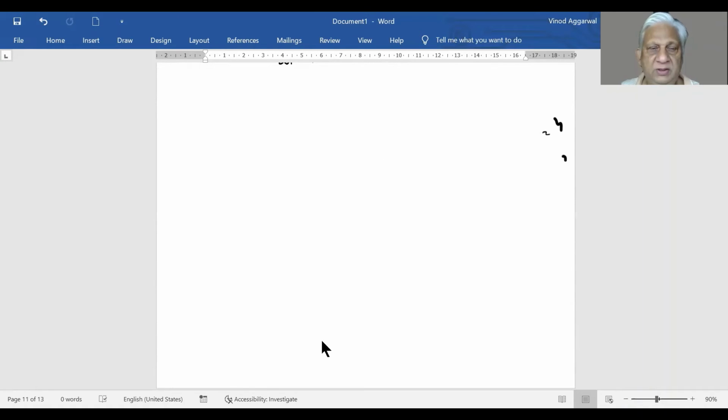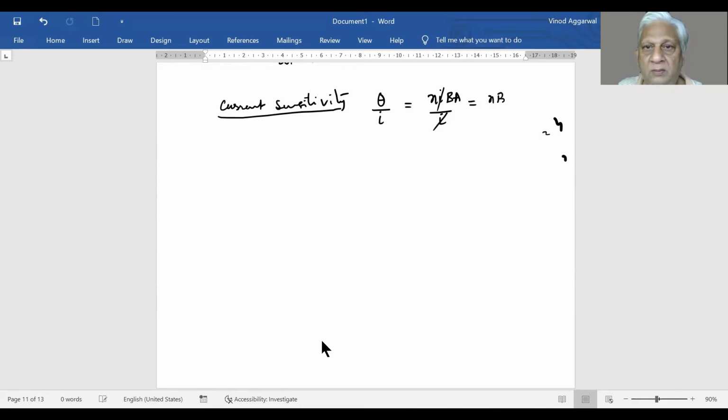Now what is the current sensitivity? Current sensitivity is how much the coil turns for a given I. Theta we have already calculated earlier, and theta over I becomes equal to N B A over k.